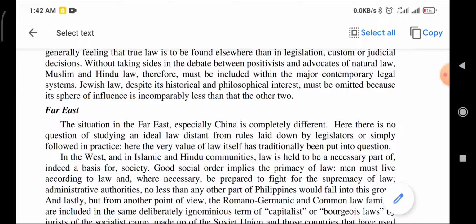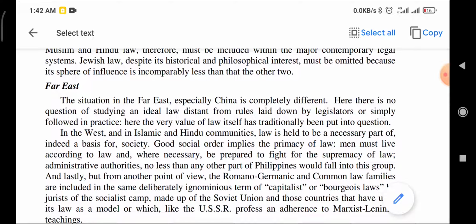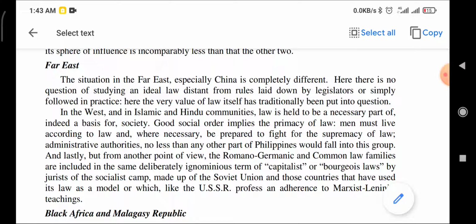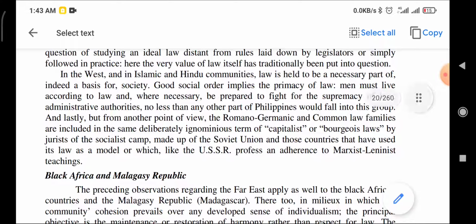Men must live according to the law, and where necessary be deterred by the force of the supremacy of law. And lastly, but from another point of view, the Roman-Germanic and common law families are included in the same deliberately ignominious term of capitalist or bourgeois laws by the jurists of the socialist camp, made up of the Soviet Union and those countries that have used its law as a model, or which profess an adherence to Marxist-Leninist teaching.